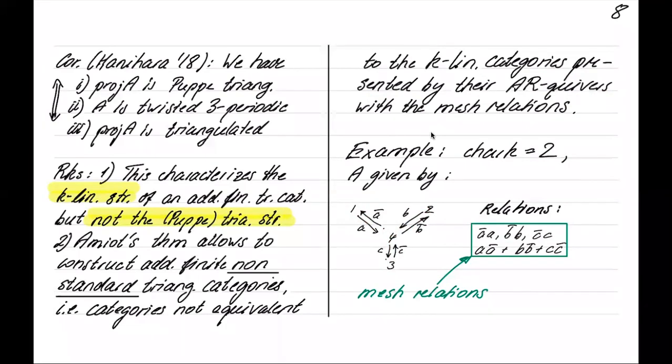But it turns out we can perturb these relations and conserve the twisted three-periodic property. They are perturbed in this way: we add this red term to this relation, and we add this relation of order 4. Surprisingly, it remains twisted three-periodic, so it still defines a triangulated structure via Claire's construction.